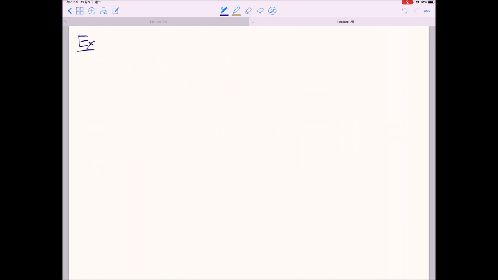So let's focus on type A_n, where G is SL_{n+1}. So we consider three principal flags.